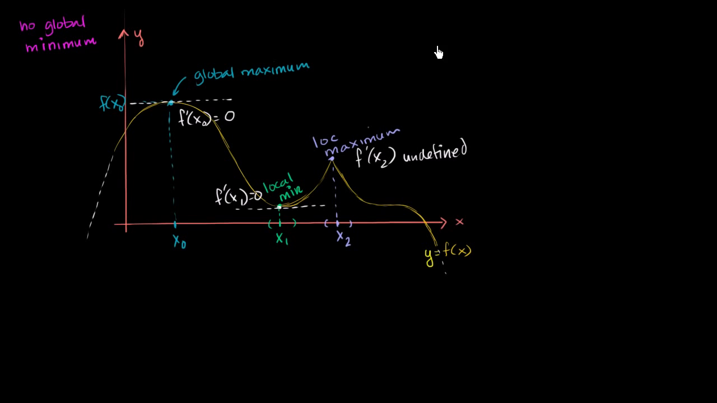Just to be clear what I'm talking about when I'm talking about x as an endpoint of an interval, let's say a function starts right over there and then keeps going. This would be a maximum point, but it would be an endpoint. We're not talking about endpoints right now.